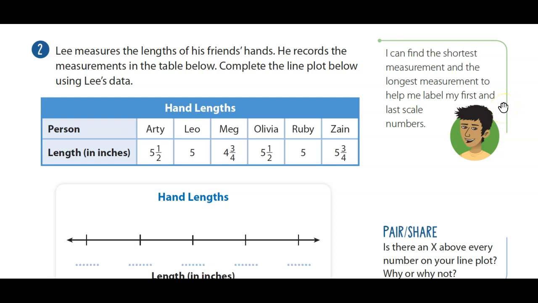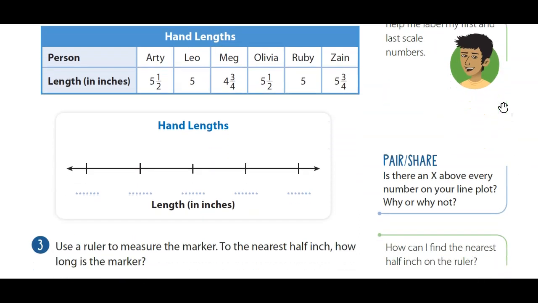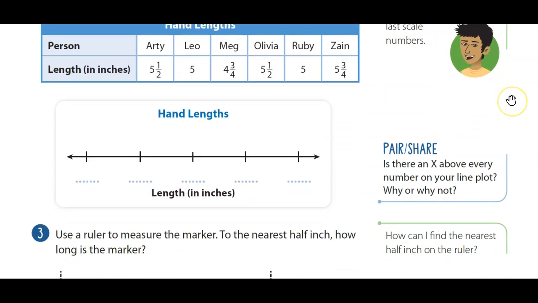Says Lee measures the lengths of his friends' hands. He records the measurements in the table below. Complete the line plot below using Lee's data. Okay. What's the smallest one there? 4 and 3/4. So I'm going to start off with that. 4 and 3/4. So then the next one's going to be 5. Whoops, I can do better than that. 5, then what?